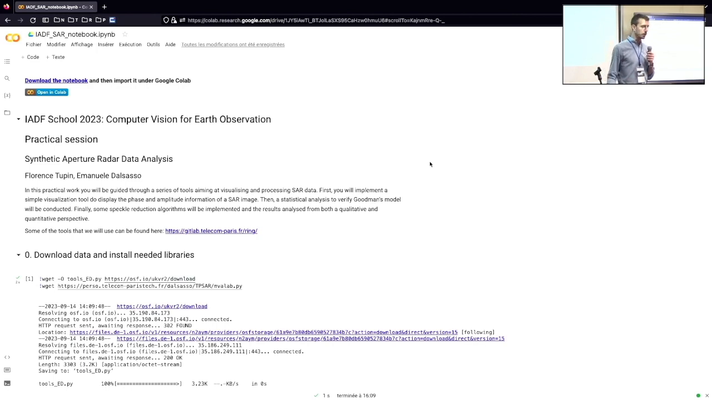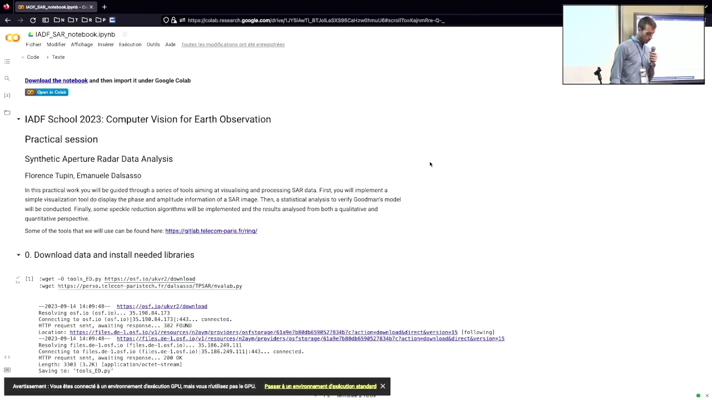We are going to implement a simple visualization tool, but it will already make you understand the difference between natural images and SAR images, and you will start to see that you need some adaptation when you want to work with SAR images. Then we are going to analyze the empirical distribution of SAR images, and we will see how well the theoretical model that was proposed by Goodman fits with the real images.